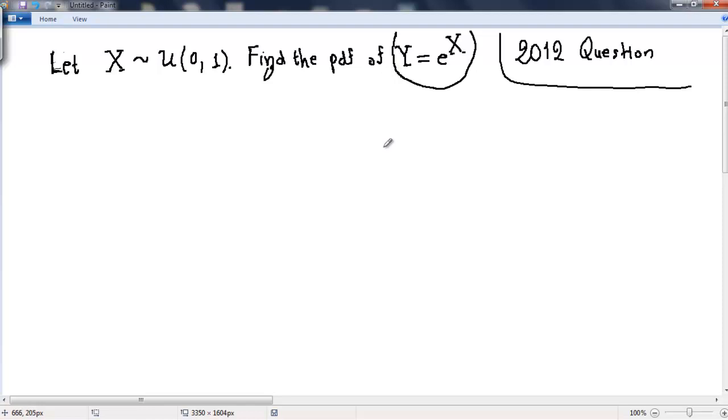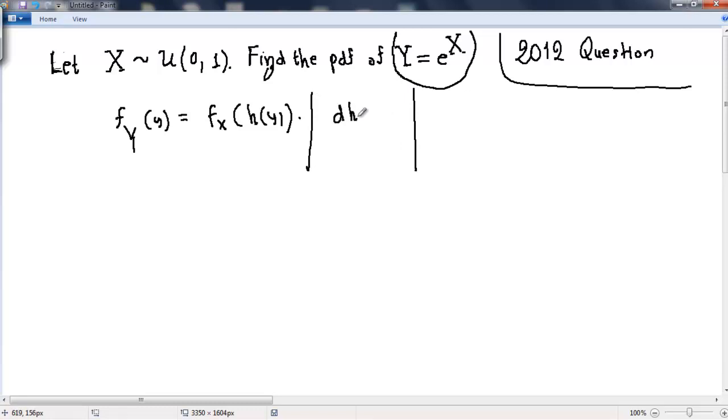Here we know a formula: the probability density function of y at the point y is f_X of h of y multiplied by the absolute value of the derivative of h of y with respect to y. So what's this? What's h?